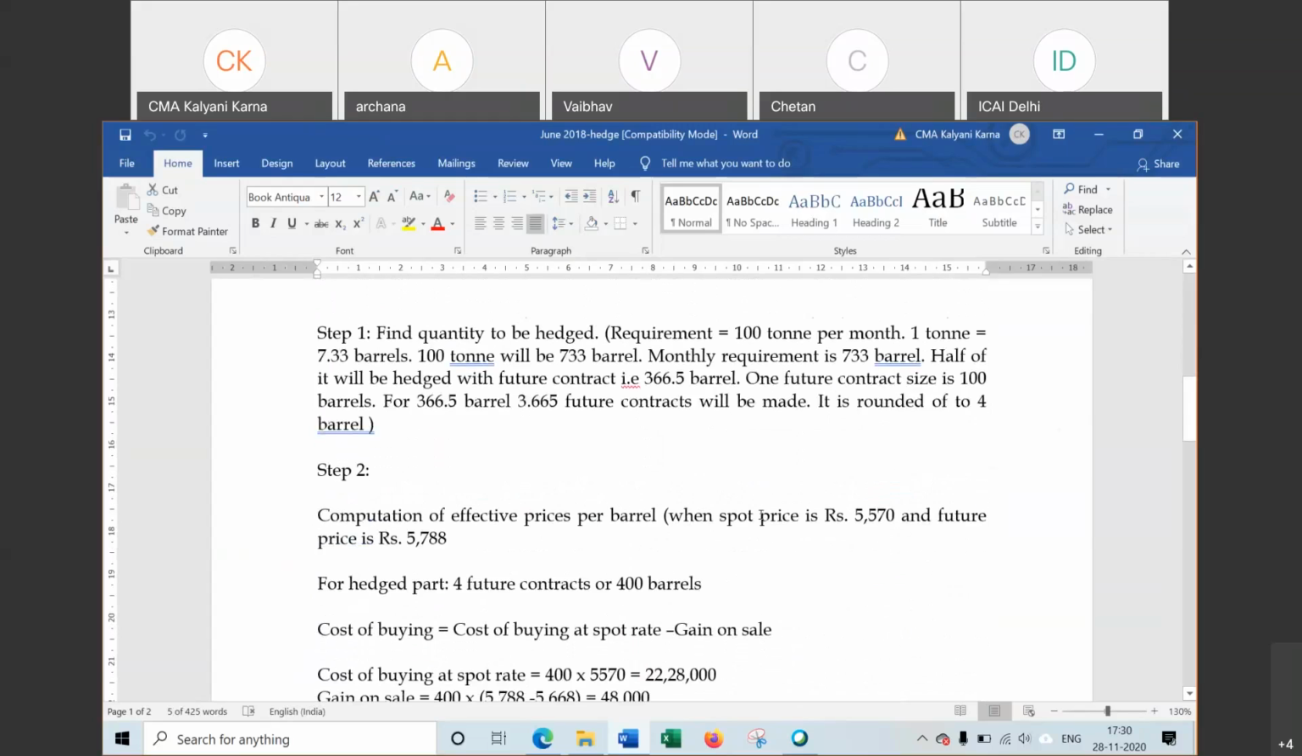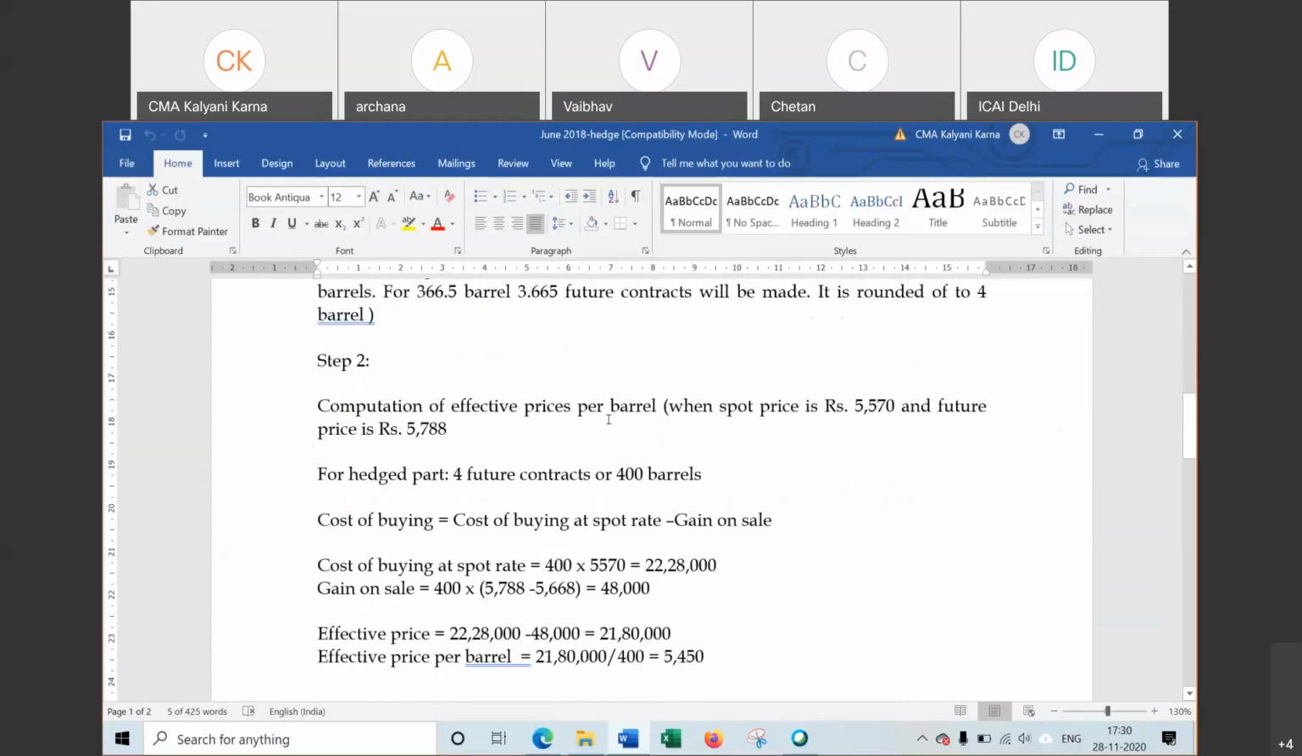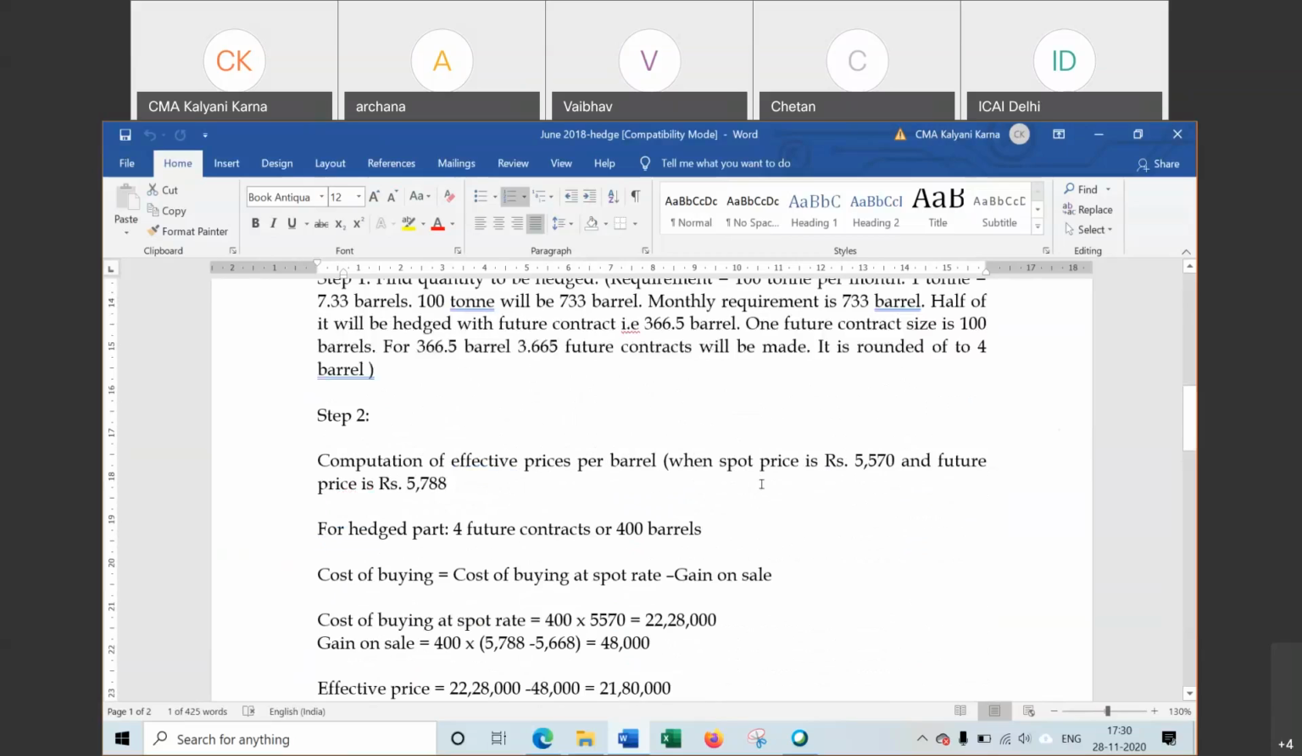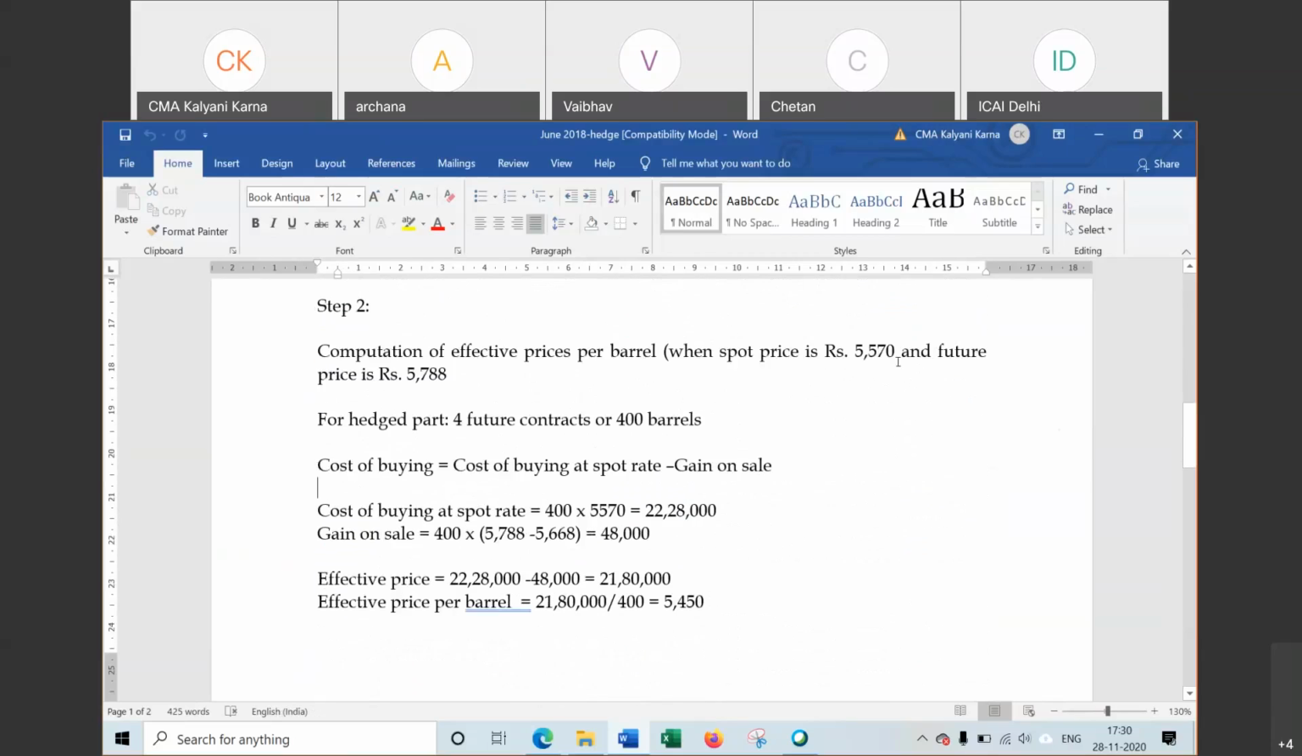What is the effective price per barrel? Step 2, find the effective price per barrel. How to find this one? The spot rate is, in this case, two cases are given. When the spot rate is 5570 and the future contract rate is this one. So the spot rate is this, the future contract is this.